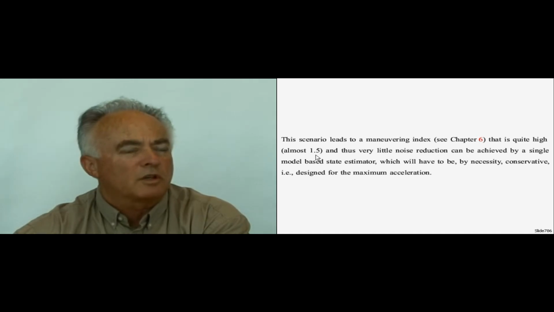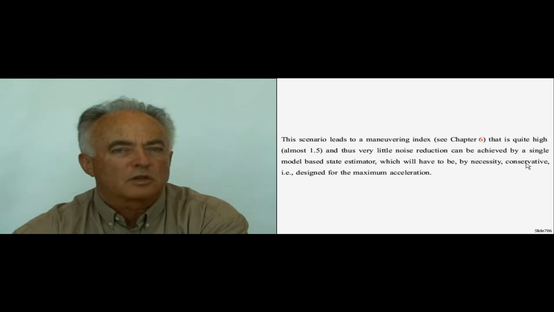It's about 1.5, by taking the standard deviation of the effect of the process noise into the position over the effect of the measurement noise into the position, and this is the acceleration over an interval. We see that this number 1.5 will not allow a lot of noise reduction if we design a state estimator based on the single model, which will have to be by necessity conservative.